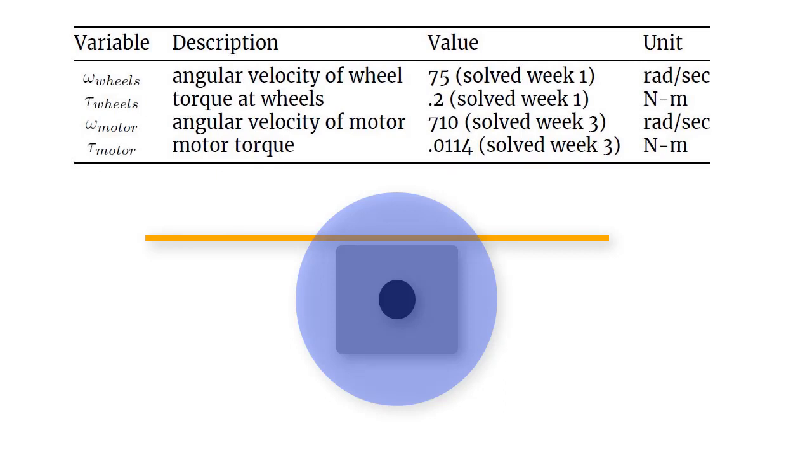We figured out in week 1 that we needed about 0.2 newton meters of torque to move the cat up the hill. But our motor only has 0.0114 newton meters of torque available at the 710 radians per second speed. That's great. It means that we need to increase the torque, and we are able to decrease the speed to achieve it. Now, all we have to do is figure out how to design the gear train to accomplish this.